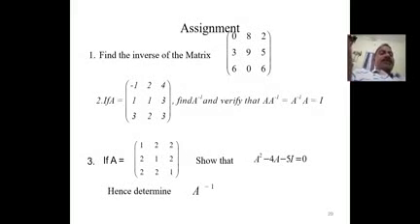After getting 5I equal to A square minus 4A, premultiply with A inverse. 5A inverse equals A minus 4I. A minus 4I means A minus [4 0 0; 0 4 0; 0 0 4]. So you can get it as [-3 2 2; 2 -3 2; 2 2 -3]. So 5A inverse equals this, and A inverse equals 1 by 5 into [-3 2 2; 2 -3 2; 2 2 -3]. This is A inverse, 1 by 5 of that matrix.